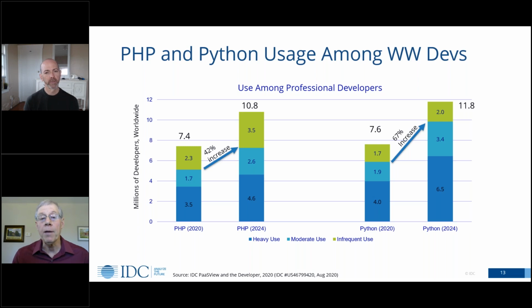If you look at Python, the growth is even more significant. The numbers are going up by 67% in terms of the number of developers. And just to put some context around this, there's something in the order of 13 to 15 million developers worldwide. So you can see that a pretty substantial portion of the developers that are out there have some skills with Python and PHP.